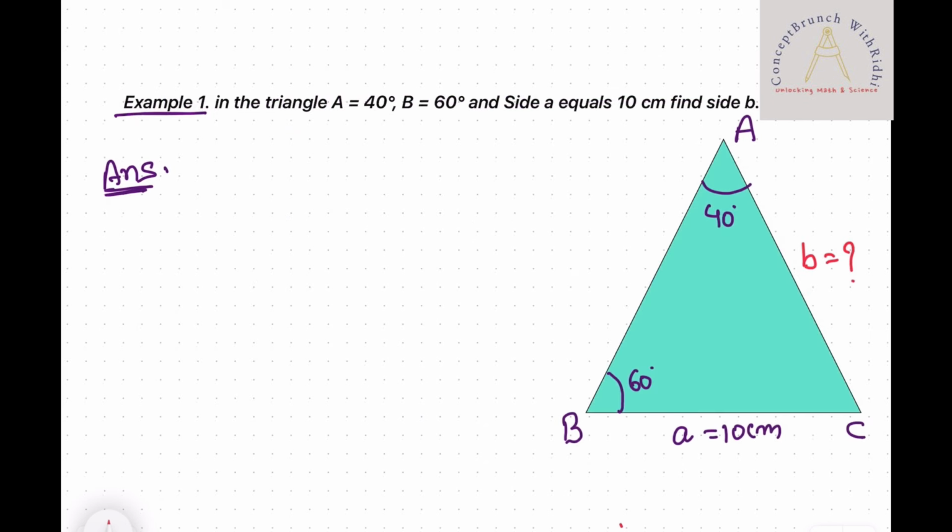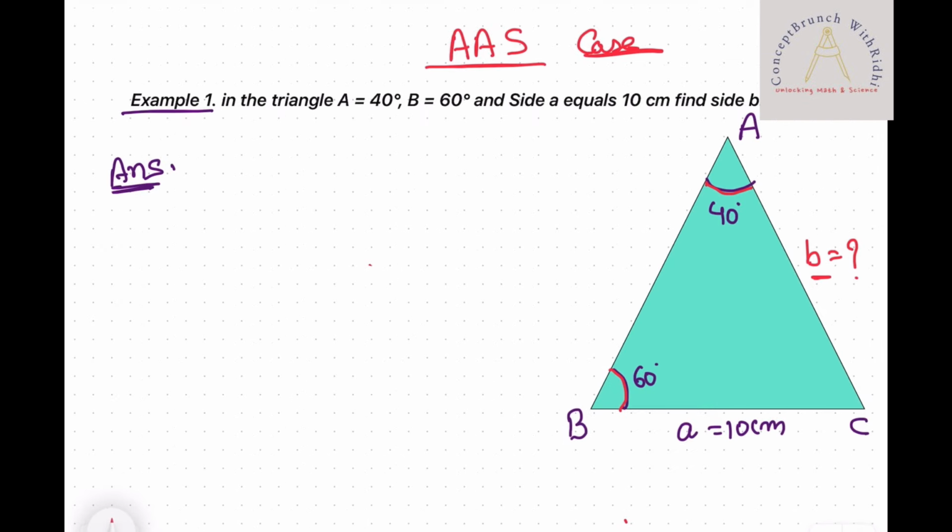Alright, let's solve a quick example to see how it works. Here we can see there is a question. Angle A is 40 degrees, angle B is 60 degrees, side a equals 10 centimeters. We have to find the side b. Okay, so here is the case of AAS, because there are two angles and one side. In this triangle, we have to find the missing side b, correct?